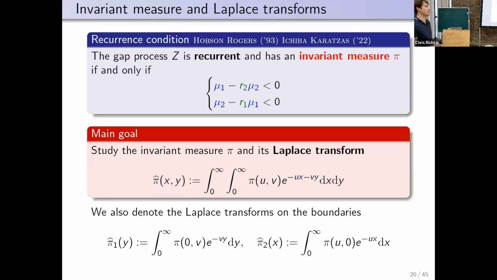So the main goal now is to study the invariant measure and more precisely the Laplace transform of the invariant measure that we define here. And we also define the Laplace transform of the boundary measures, hat pi1 and hat pi2. So these are our unknowns. We want to find pi, okay?